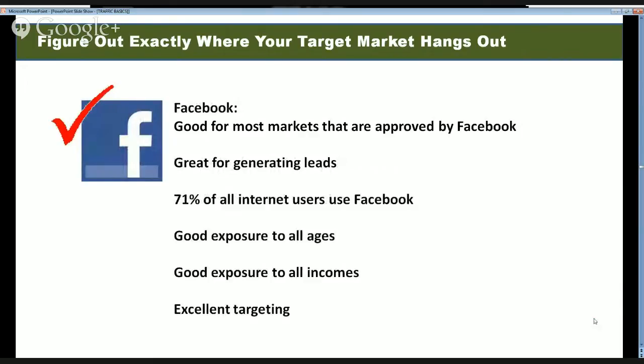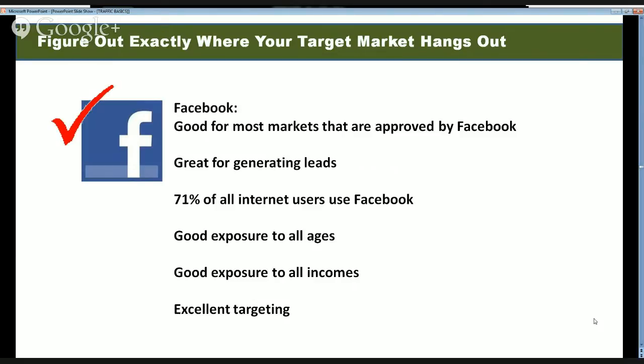Well, that brings us to Facebook. And Facebook is the one that we really recommend that you start with. Why? Because it's really good for just about any market you can imagine, except for the ones that are not approved. And the two big ones there are diets and dating. Okay, so why is it that good?